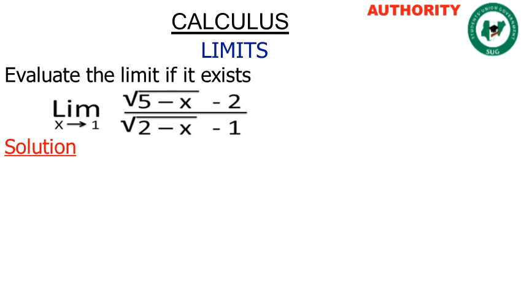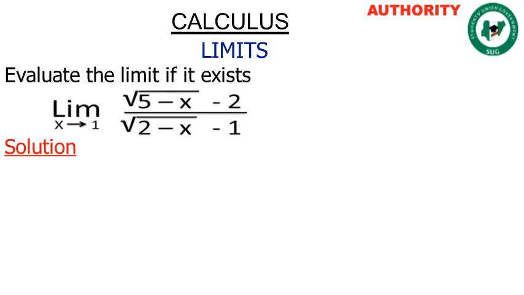Okay? Now let's see. We have lim as x approaches 1, square root of 5 minus x minus 2 all over square root of 2 minus x minus 1. Please pay attention to this. The ones we have been solving so far are different from this, for this is a little bit more advanced than the previous ones. Okay? Now pay attention and see what we are going to do.